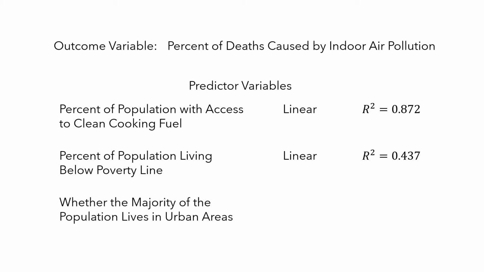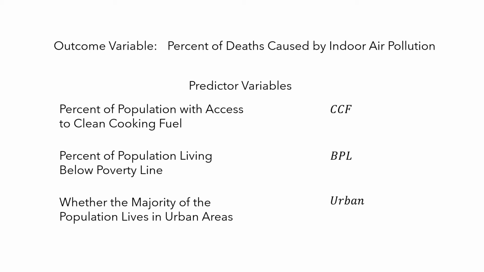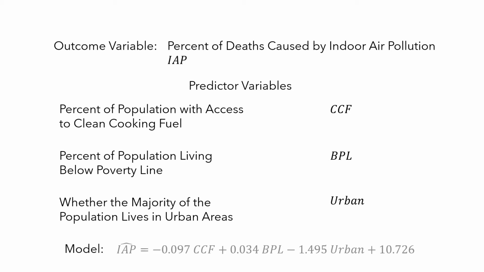Finally, we looked at whether the majority of the population lives in urban areas. This was a categorical variable, but the coefficient of determination was moderate, and it's still possible to use it in our model. As before, actually creating the model requires some sophisticated software. Now, if we label our three predictor variables as CCF, BPL, and urban, and our outcome variable as IAP, then the model we get is shown here.